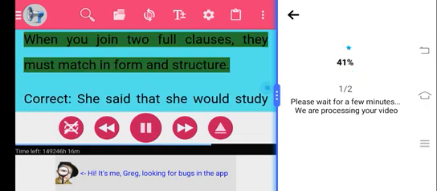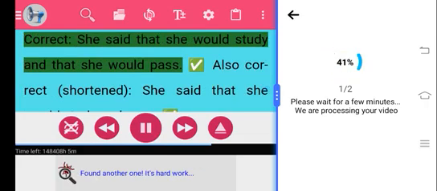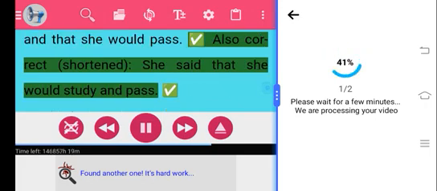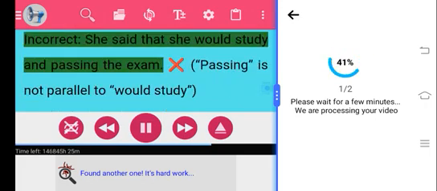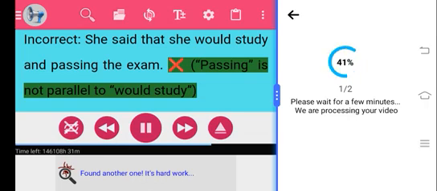4. Parallel clauses. When you join two full clauses, they must match in form and structure. Correct: She said that she would study and that she would pass. Also correct, shortened: She said that she would study and pass. Incorrect: She said that she would study and passing the exam. Passing is not parallel to would study.